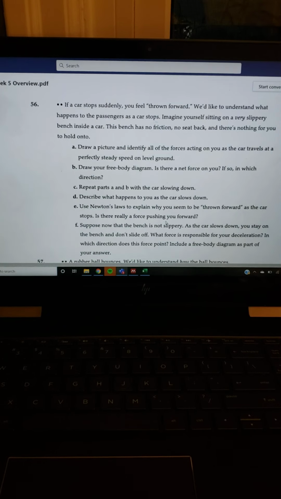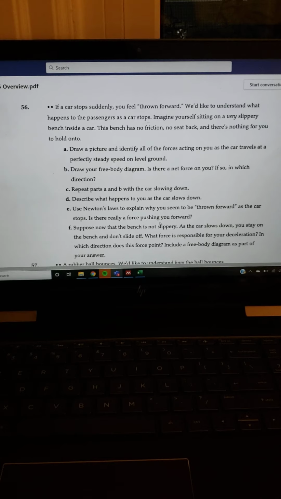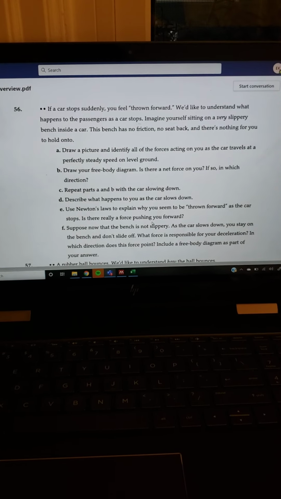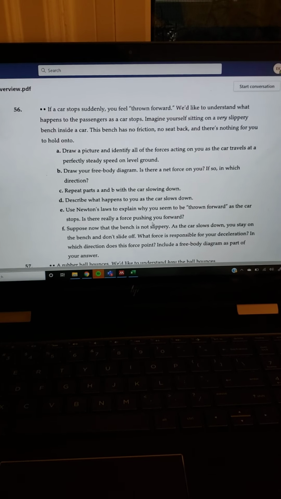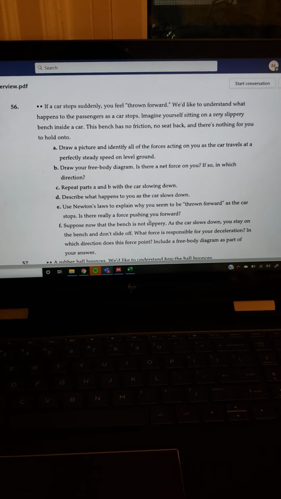Problem 56 states, if a car stops suddenly, you feel thrown forward. We'd like to understand what happens to the passengers as a car stops. Imagine yourself sitting on a very slippery bench inside a car. This bench has no friction, no seat back, and there's nothing for you to hold on to.